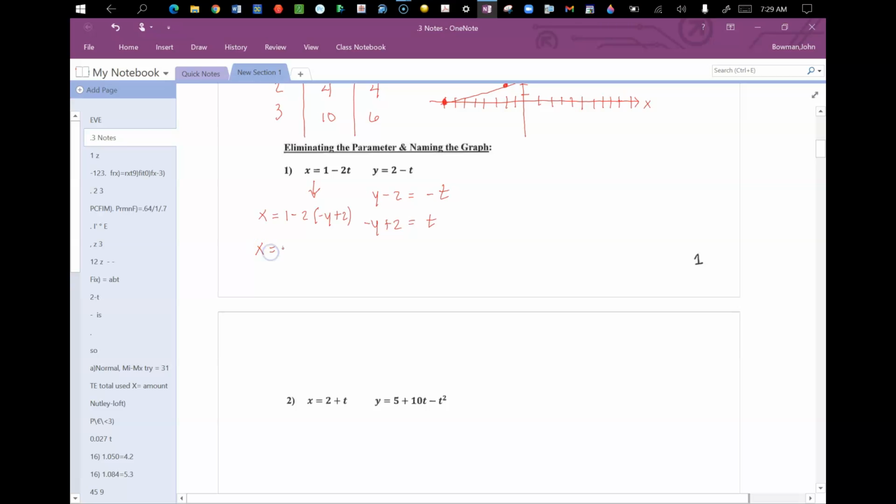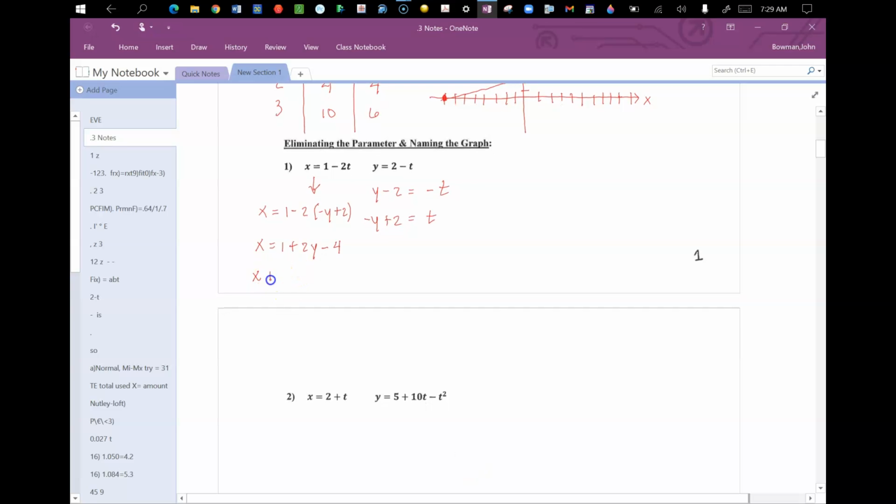And simplify. 1 plus 2y minus 4. So we've got x plus 3 is equal to 2y. And we can see that's a linear equation. Let's put it into slope-intercept form by dividing both sides by 2 and get y is equal to 1/2 x plus 3/2. So line.